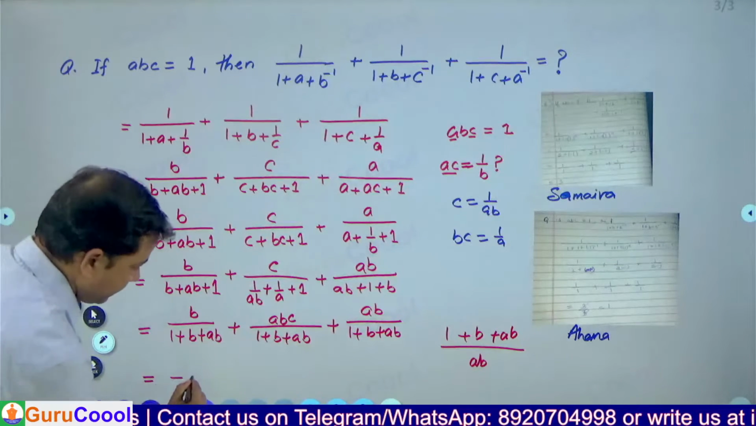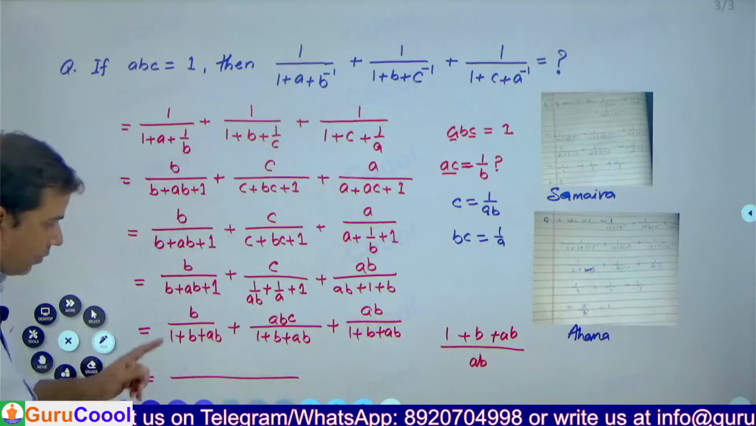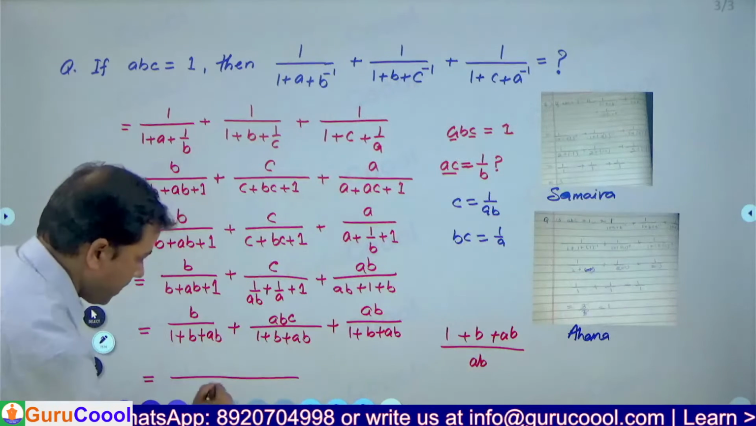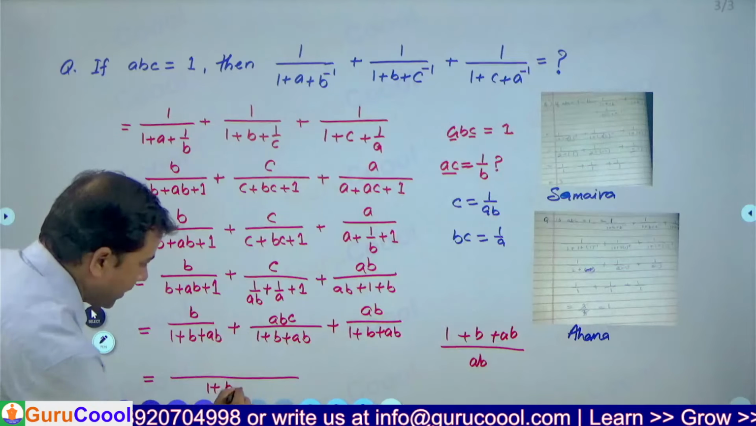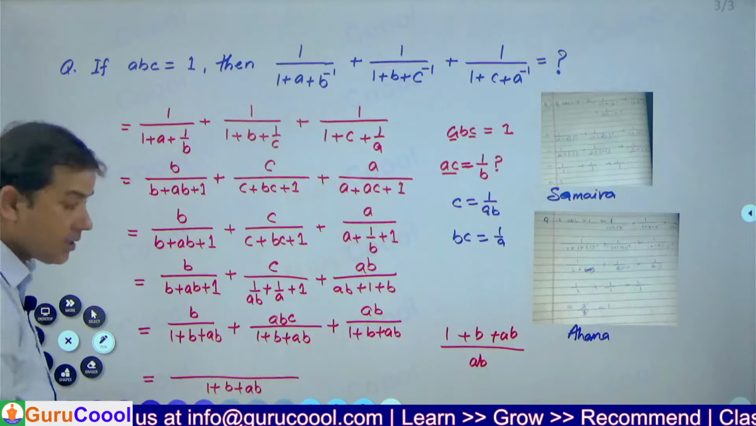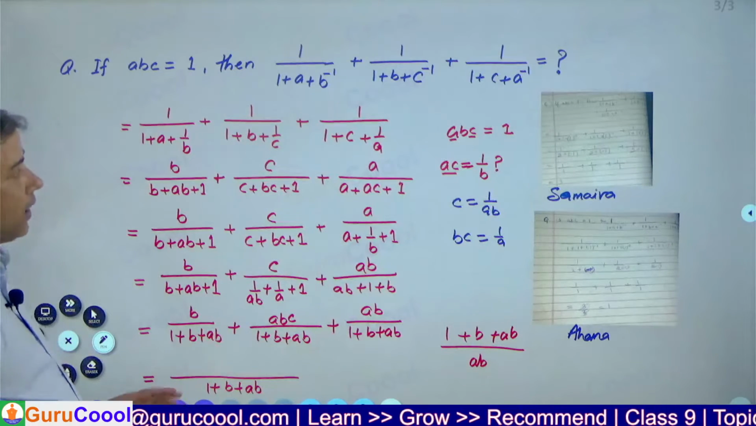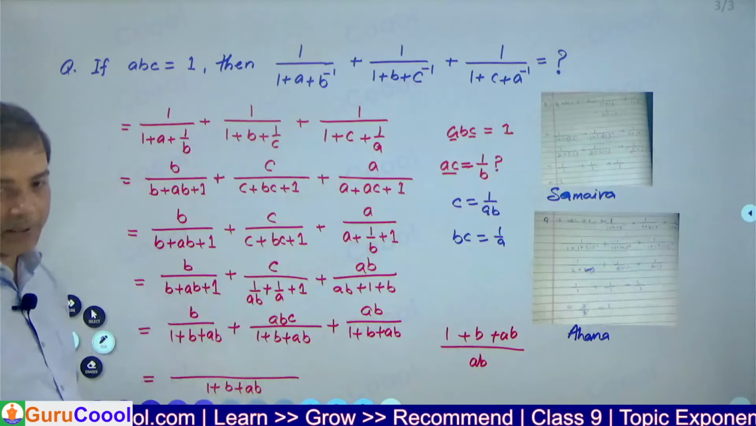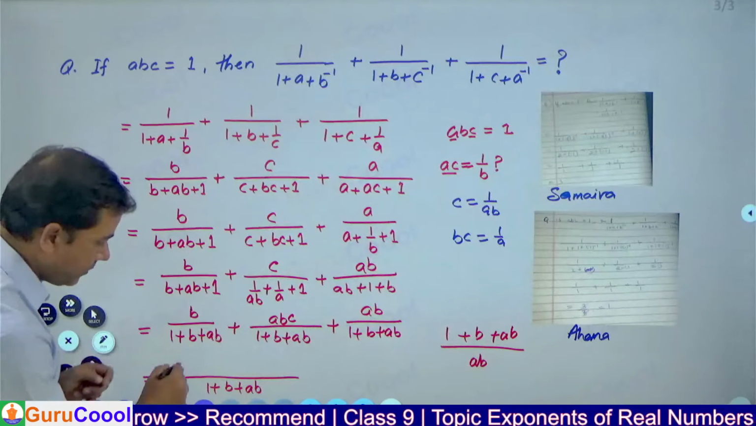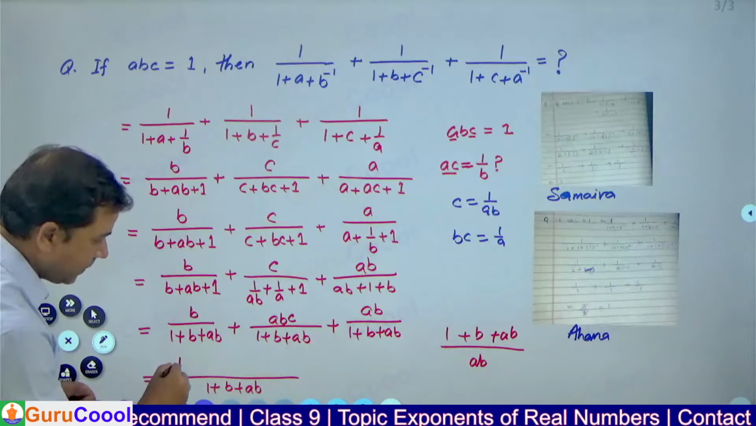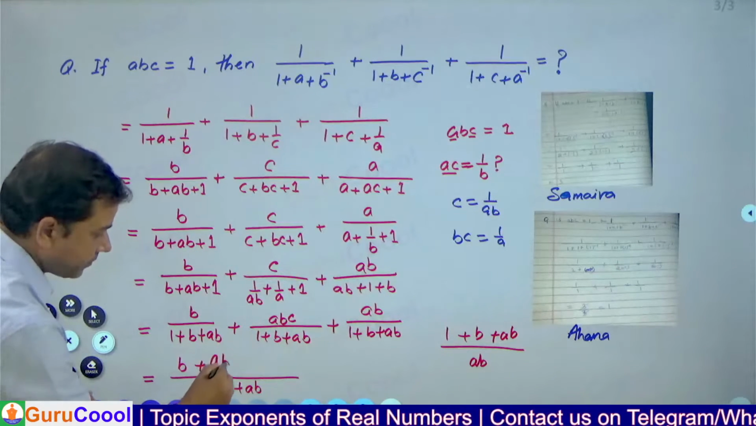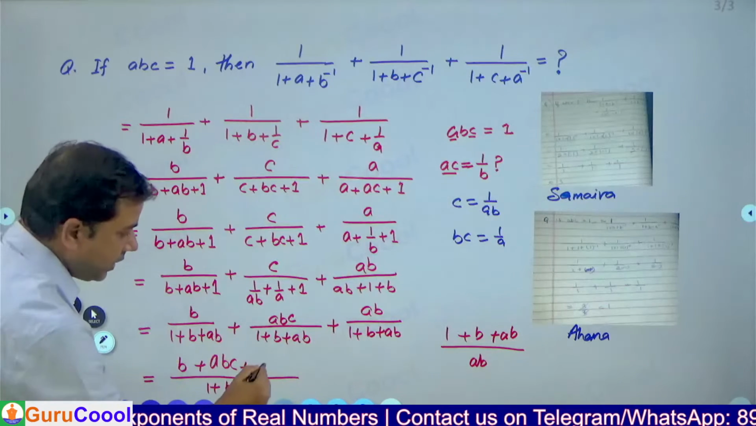LCM: 1 plus B plus AB, because the same denominator in all 3. It's a bit tricky, I understand. In this type of question, you need greater patience. The first numerator is B, the second numerator is ABC, the third numerator is AB.